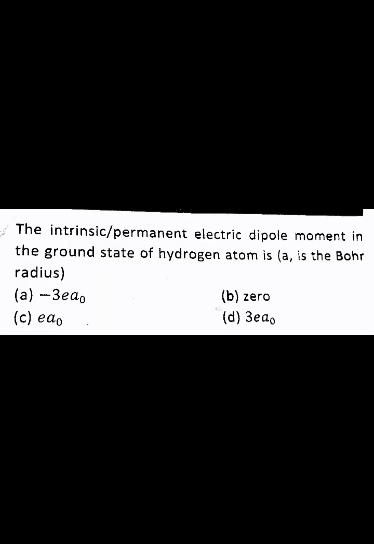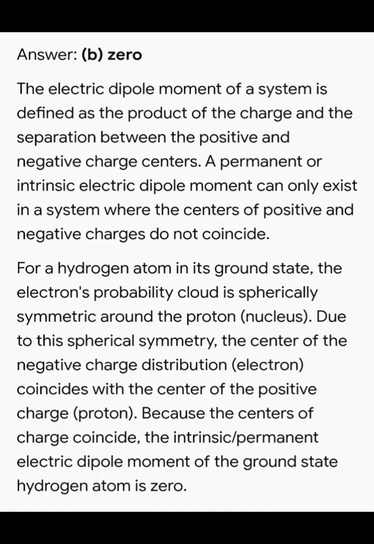The next question is, the intrinsic or permanent electric dipole moment in the ground state of the hydrogen atom is dash. The electric dipole moment of a system is the product of the charge and the separation between the positive and the negative charge centers. A permanent or an intrinsic electric dipole moment can only exist in a system where the centers of positive and negative charges do not coincide.